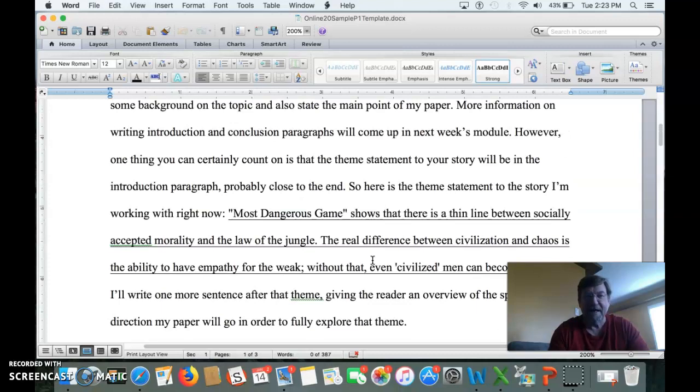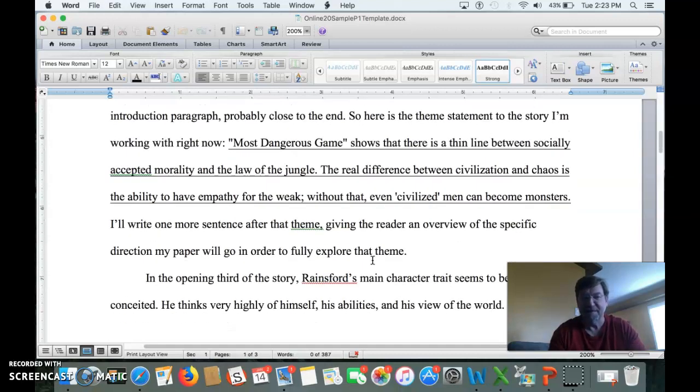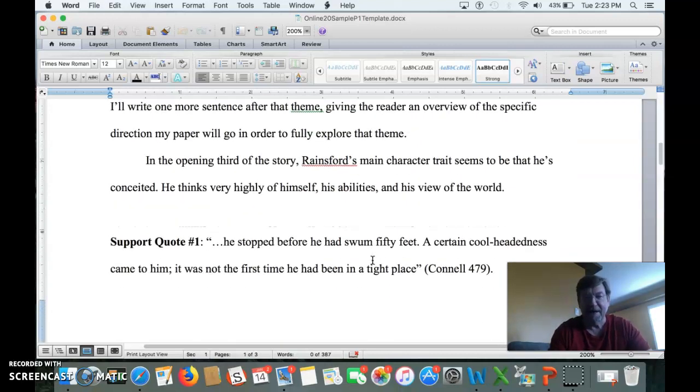All right, but like I say, none of that has anything to do with quotation usage. I'm just trying to set it up and show you what a paper looks like. So now I'm in a body paragraph, and I'm ready to make a point that's going to help me understand the theme and to support it with quotation support. So here's the point I've come up with.